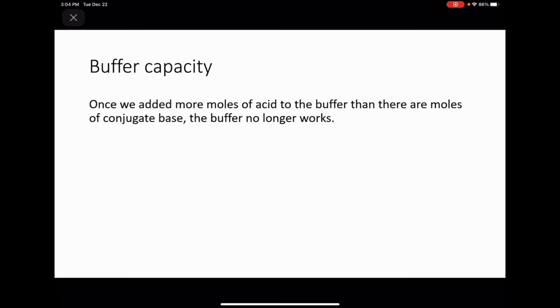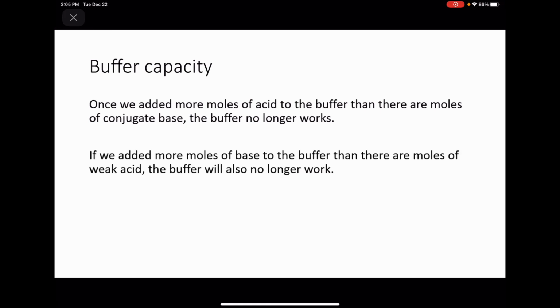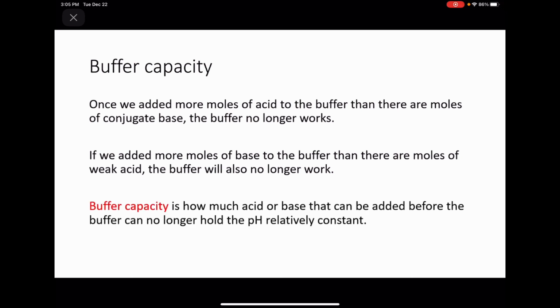So as you can see from our problem, once you add more moles of the acid to the buffer than there are moles of conjugate base, the buffer doesn't work. It doesn't hold the pH constant anymore. We've overwhelmed the buffer. We don't have enough of it to hold the pH relatively constant. The same would be true if we added moles of base. If we added more moles of base than we had moles of weak acid, the buffer will also no longer work. And so buffer capacity is just how much acid or base can be added before it won't be able to hold the pH relatively constant, or it won't be able to act like a buffer anymore.